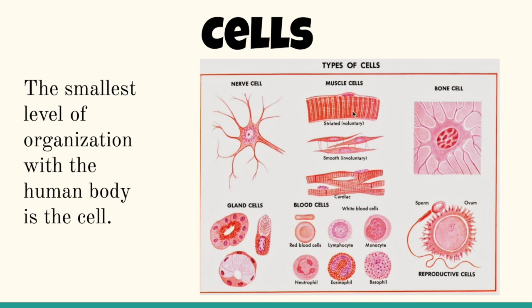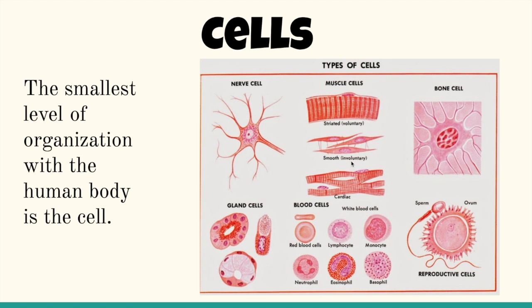We have striated, which is part of voluntary muscle movement. And these are things that you actually control, like moving your arms, moving your legs, things that you have to kind of think about doing in order to use those muscles.